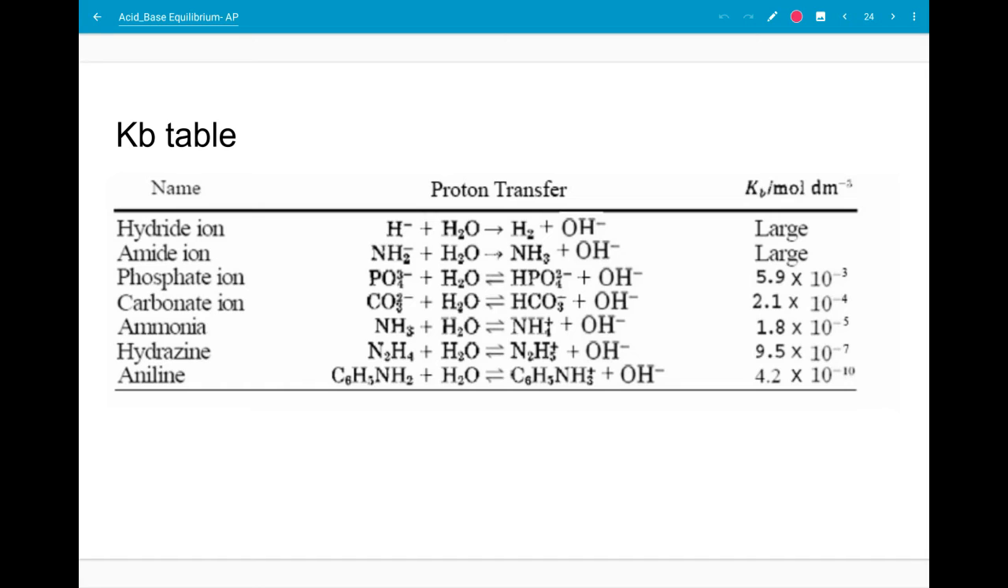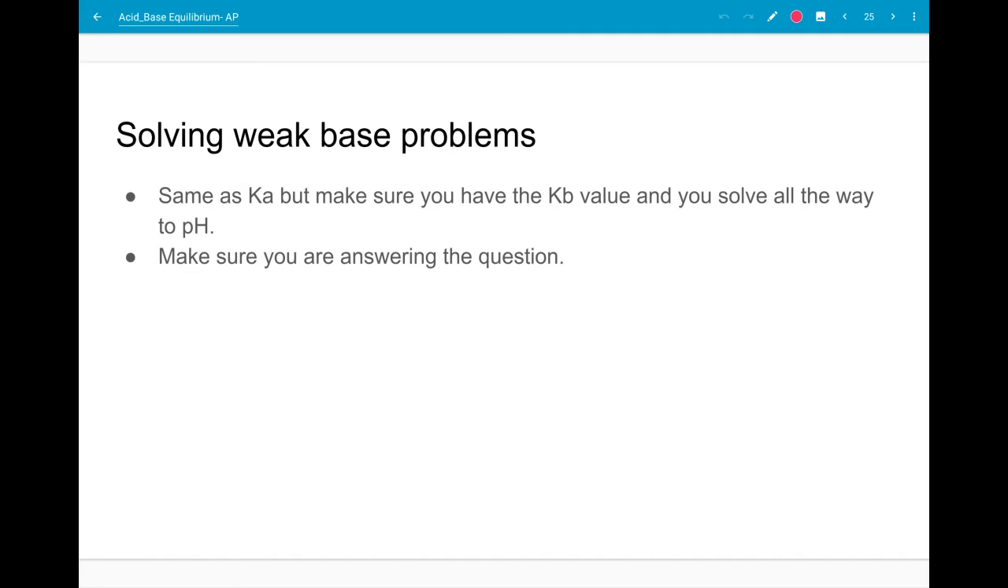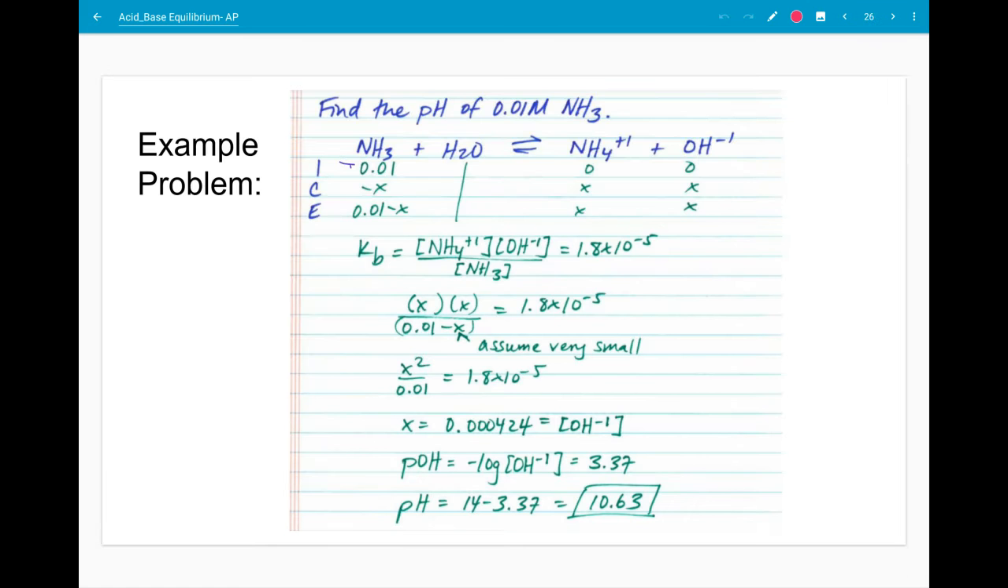Here's a Kb chart with some of the funny names: amide, carbonate, ammonia, hydrazine, aniline. You'll find that Kb charts are really small because usually we base it off of a Ka table, because Ka and Kb are related. To solve a weak base problem, it's the same idea as a Ka, but make sure you use a Kb value and make sure you solve all the way to pH and not just pOH. One thing we find in the AP world is grading: make sure you're actually answering the question.